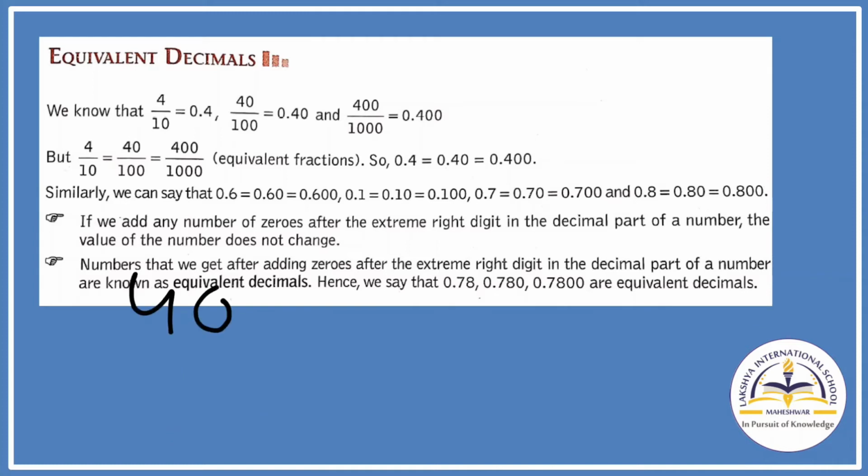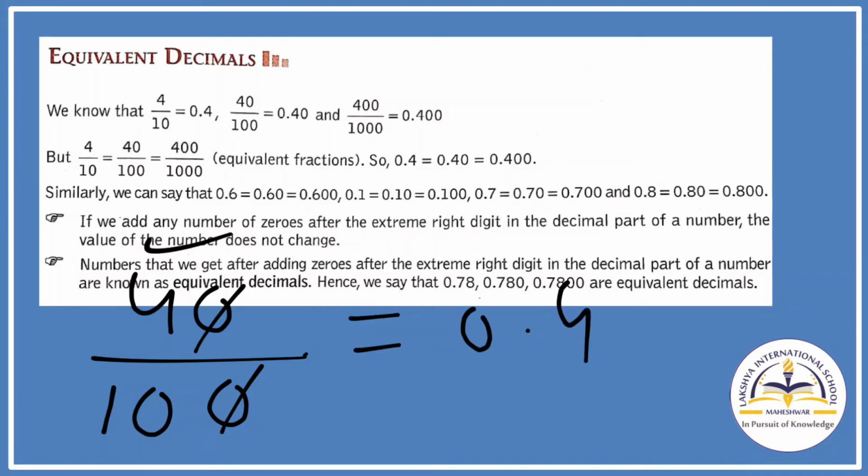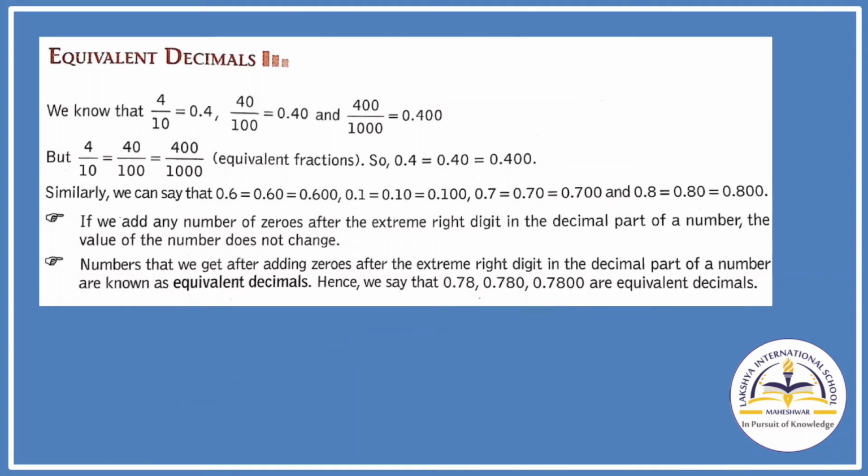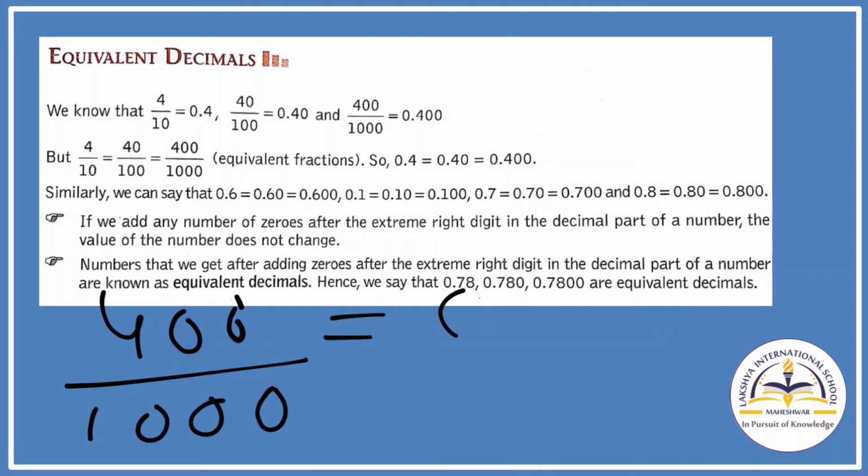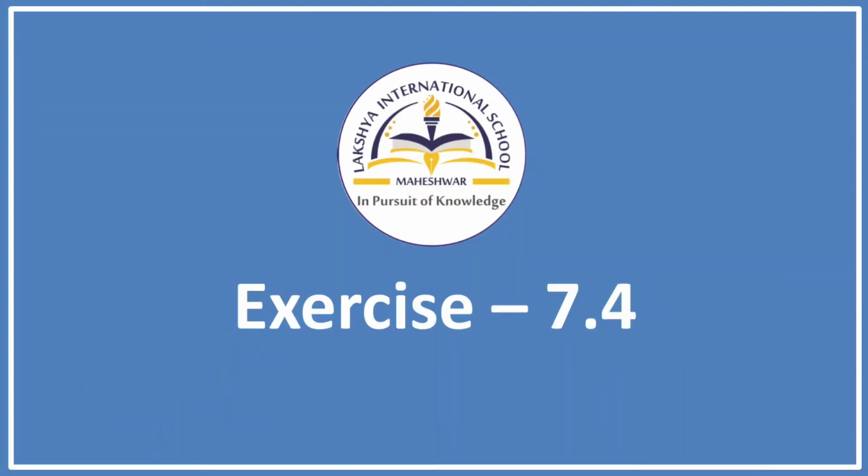Now let us consider 40 by 100. Now you can cancel out 0. Once again you will get 4 by 10. It means 0.4 again. Now next 400 by 1000. When you divide you will get 0.400. It means these are equivalent, when you get the same values. Now on the basis of these two topics we will solve exercise number 7.4.